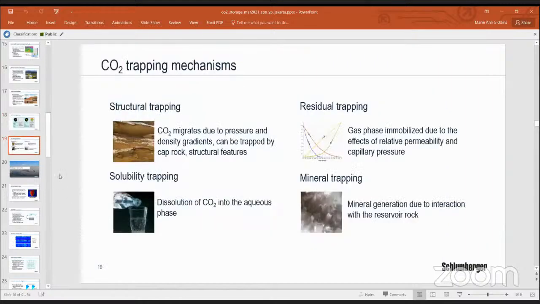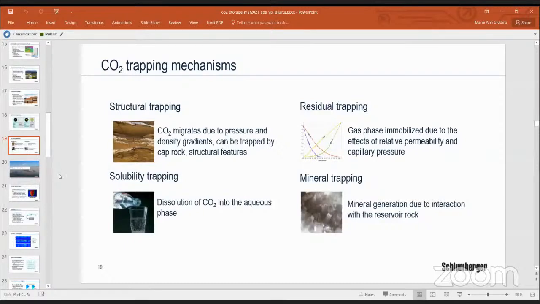It's worth mentioning at this point the kind of trapping schemes that we need to model in a dynamic simulation. So there are four major effects which can lead to CO2 being trapped. First of all, when you first inject it, structural trapping is of great importance. CO2 will migrate from the injection site due to pressure and density gradients, but it may be trapped by cap rock or structural features. So this is something you want to look at very early in this study. If you're working in an aquifer zone, you need to be sure that there's some way to trap the CO2 in the aquifer, that it won't just migrate out again.